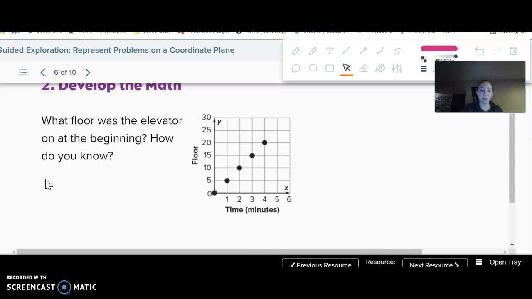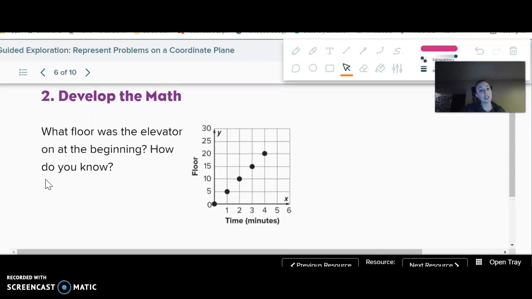And then what floor was the elevator on at the beginning? How do you know? Well, think, okay, the beginning, that's 0 minutes all the way at the beginning. So if I go find that data point, 0 minutes at the beginning, it was at the ground floor, 0 floor. And again, the point tells me that that's where it was.